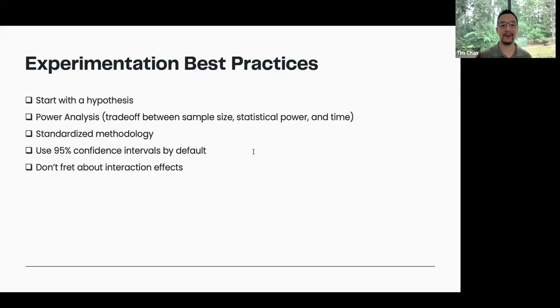Finally, the last thing, and this one comes up quite a bit, is don't fret about interaction effects. This is where experiments can collide and interfere with each other. There's a lot of research out there that shows that interaction effects are fairly rare, and even when they do occur, they often won't result in different decisions.